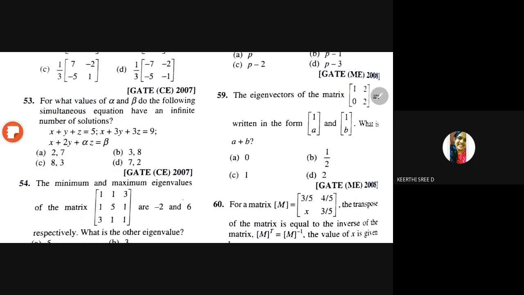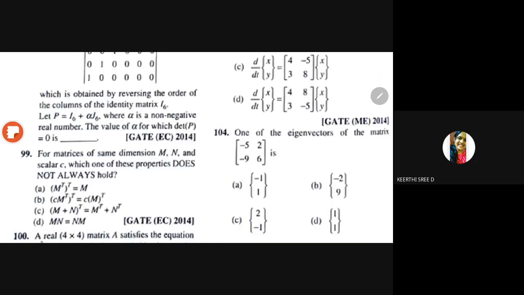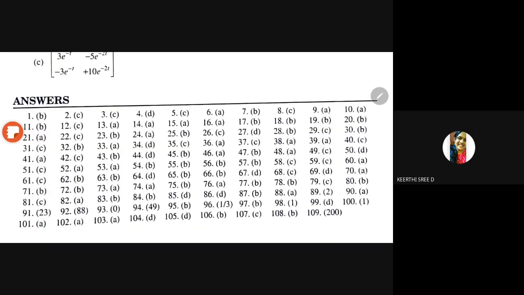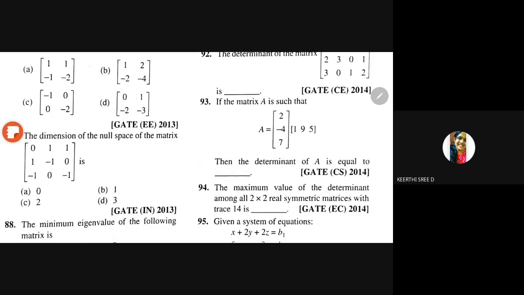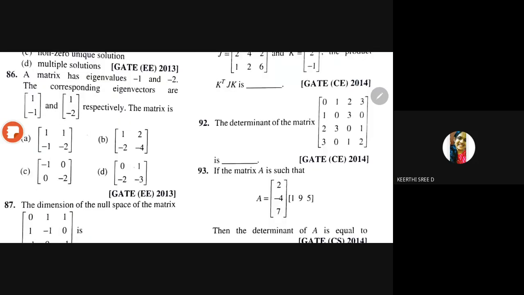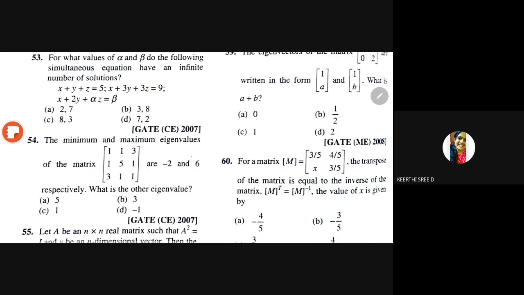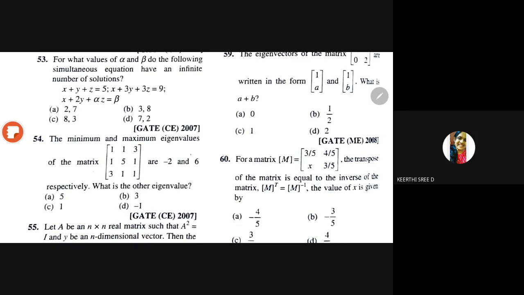59th question, C. Where is 59? Yeah, right. 59C. I'm writing here, but I don't know if you are following. You have to stop me if you are not following. Here, what I see is that the 59th question and 55th question are very good questions. They're thought provoking ones. 59 and 55.